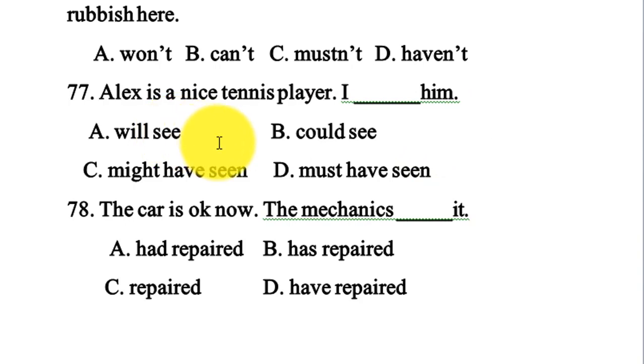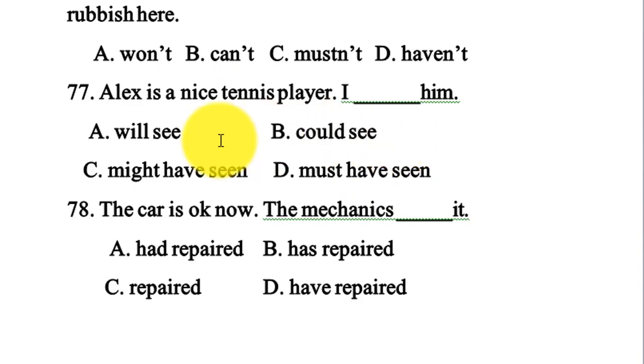In terms of the use of modal verbs, what do you hear? When do we use will, might have, could, and must have seen? So the answer is D. Exactly. Alex is a nice player, an important person for me, so I must have seen him.